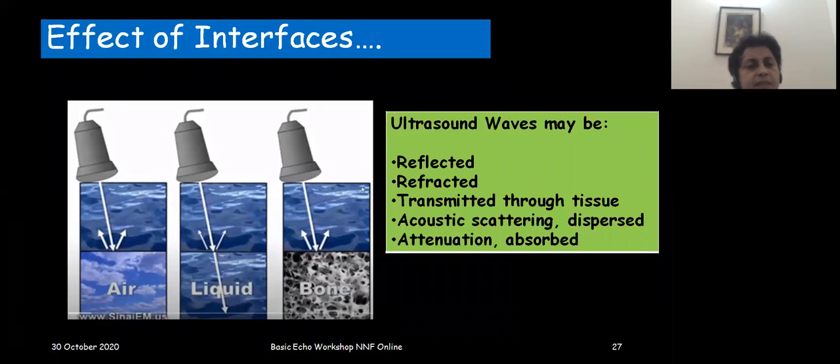Now the interface becomes important, and so when an ultrasound beam travels from a liquid into air, there is a certain amount of reflection. If it goes from liquid to a liquid, the reflection is less, it gets reasonably well absorbed, and if it is from a liquid to a bone, it gets pretty much reflected completely. So this is the reason for the interface we create when we use a liquid gel. And so this can be reflected, refracted, transmitted. There can be scattering, or it could be attenuated.